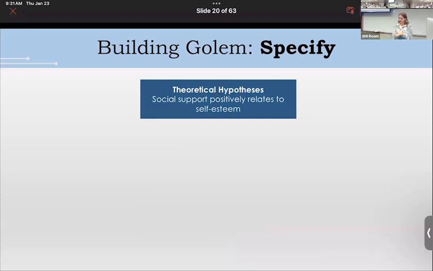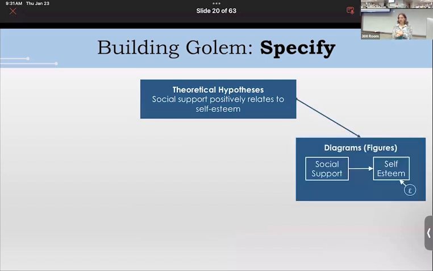We can specify it as a hypothesis. Social support positively relates to self-esteem. We can specify it as a diagram. Social support leads to self-esteem with our error term pointing at self-esteem. So the idea is we've got 100% of the variance in self-esteem to work with. That's explained by one of two things: social support or error.